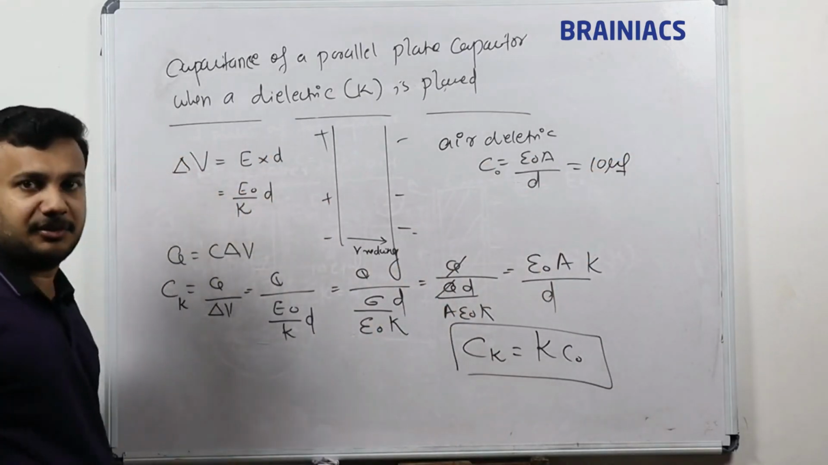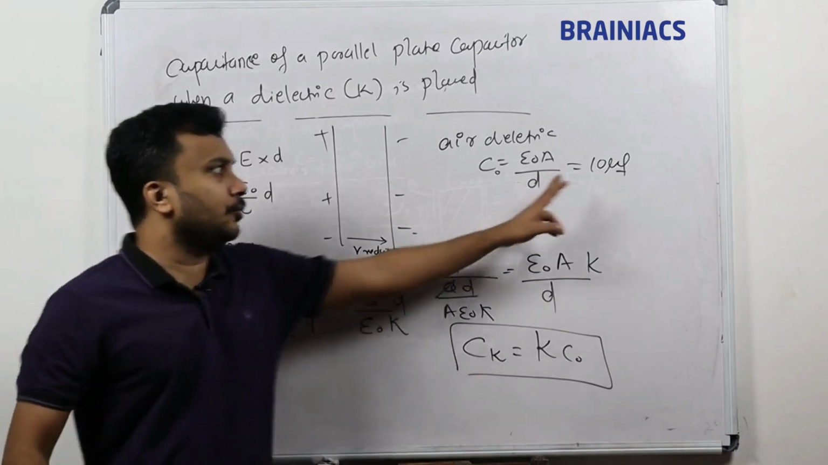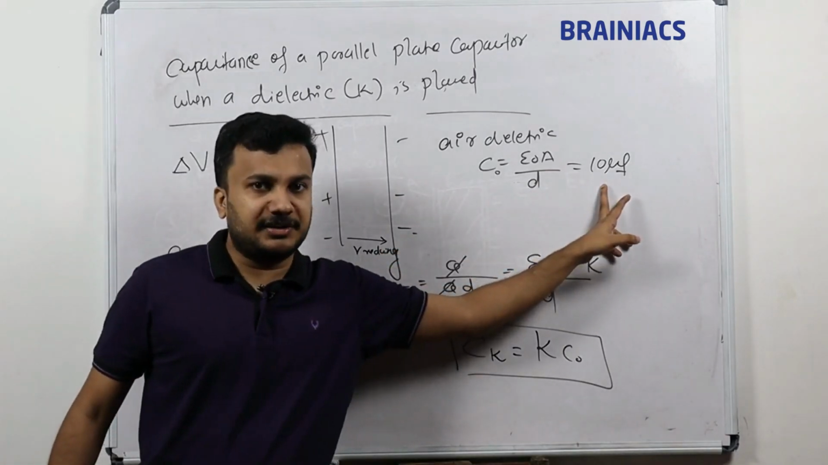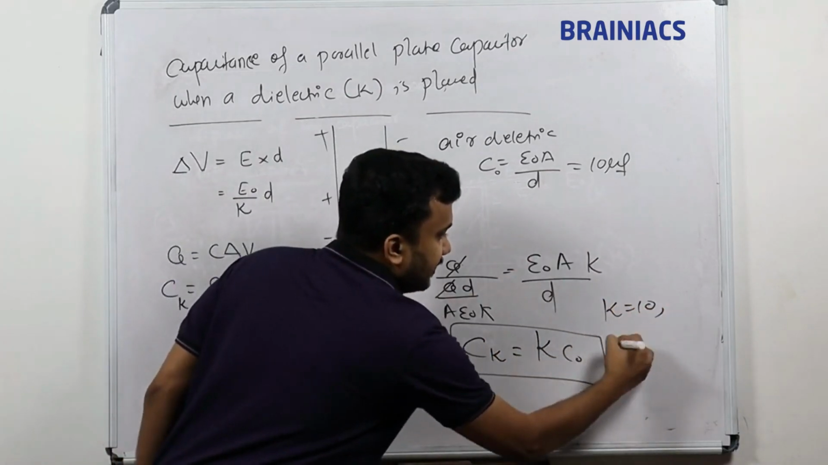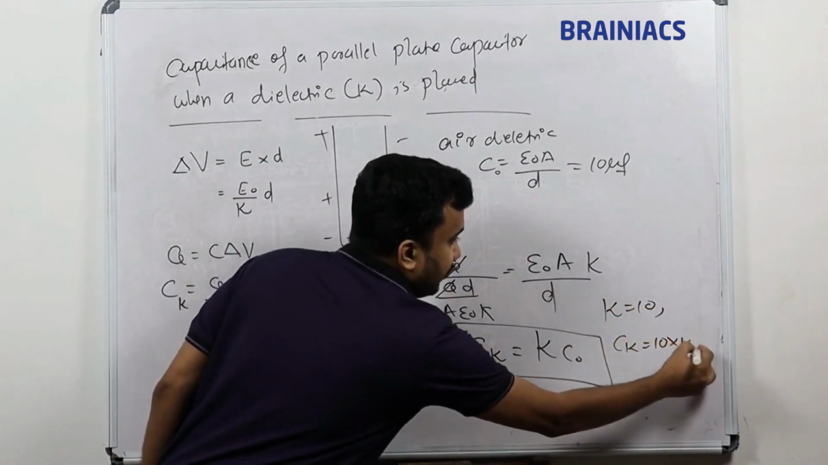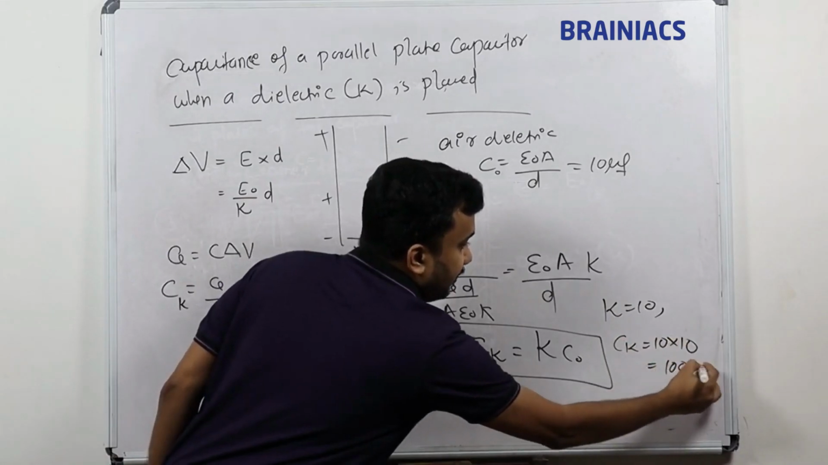This is equal to 10 microfarad. I am assuming this just as an example; you don't need to write it down. So when K is equal to 10, then Ck will be equal to 10 into 10, which is 100 microfarad.